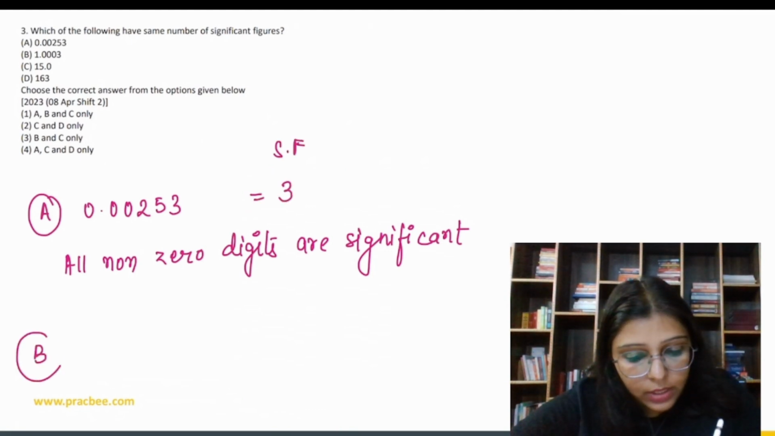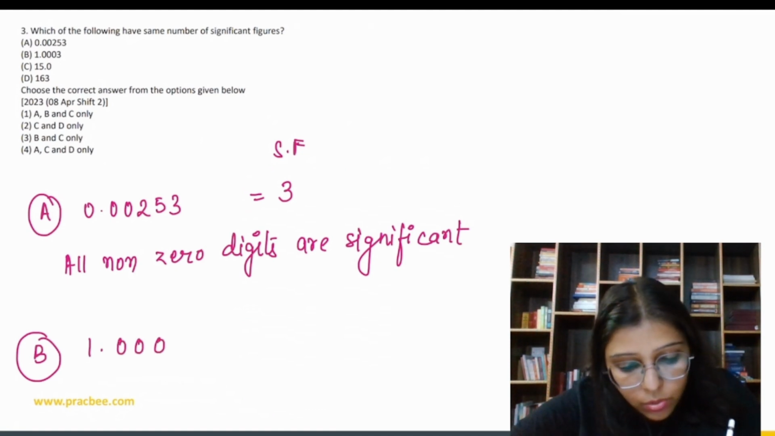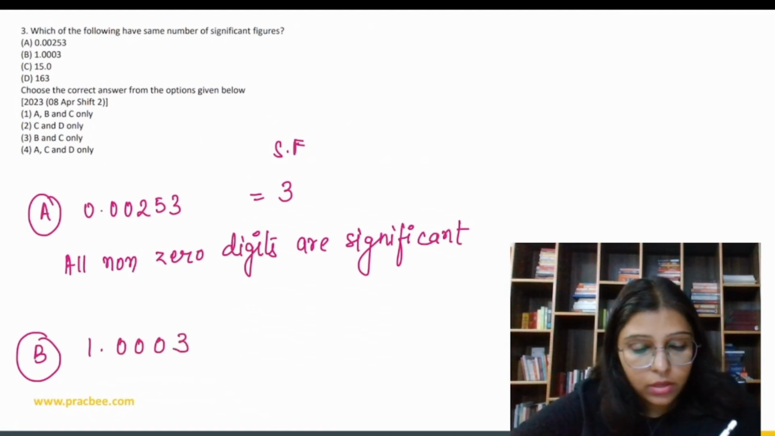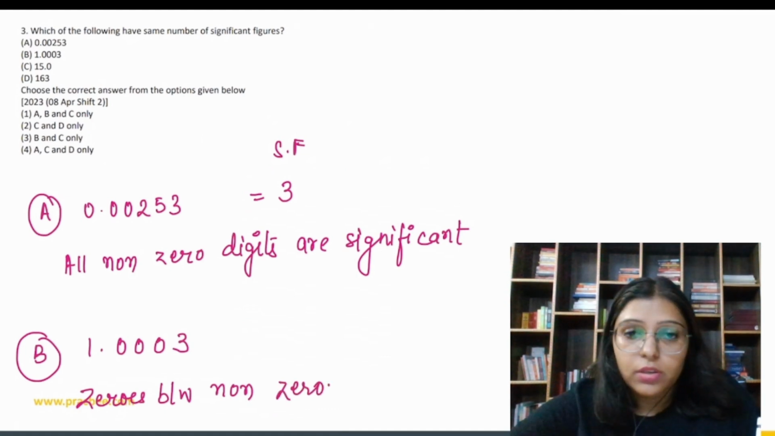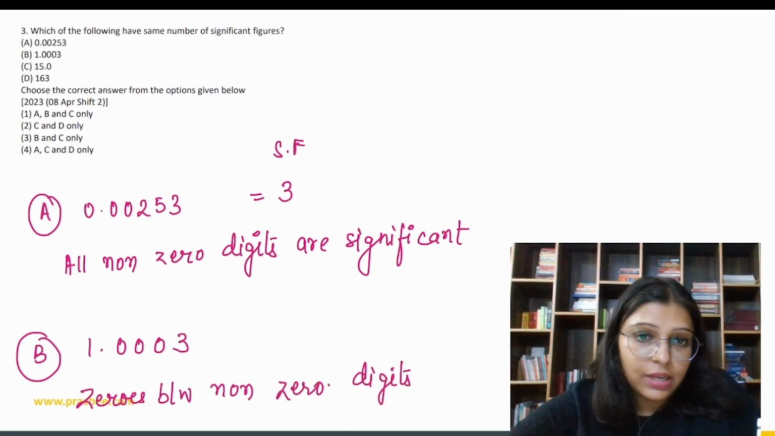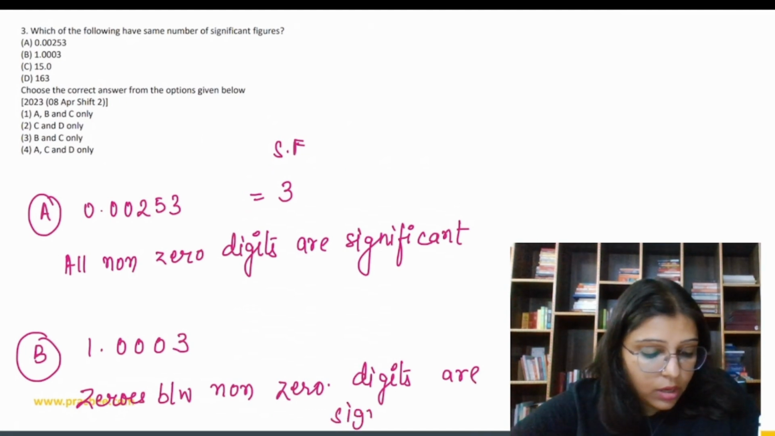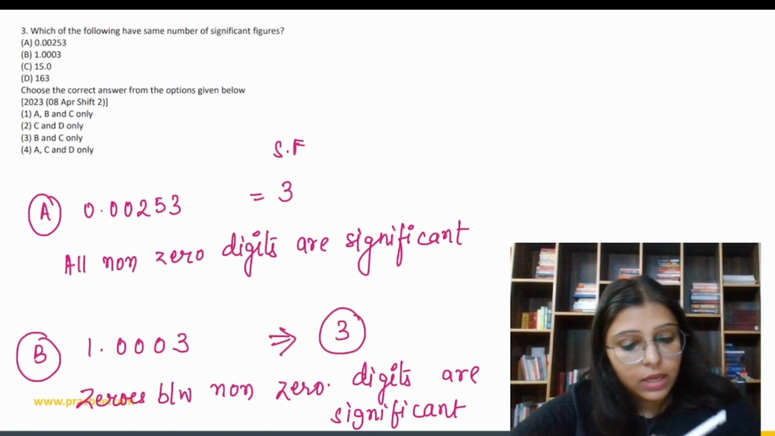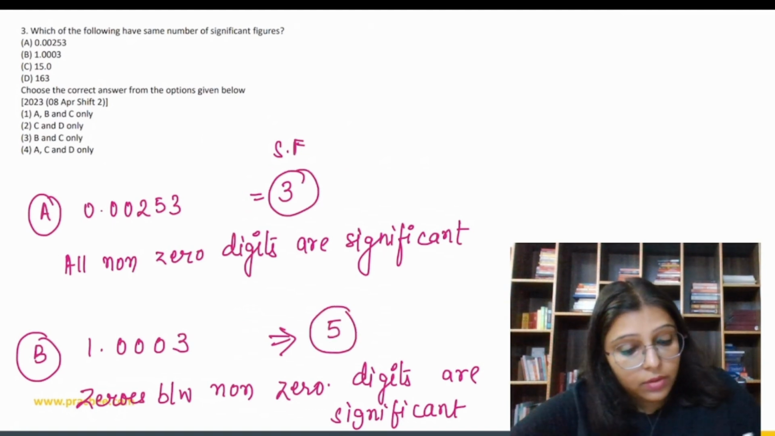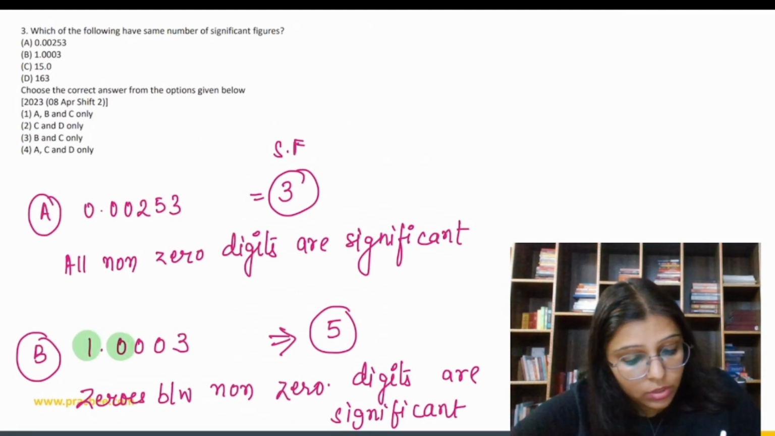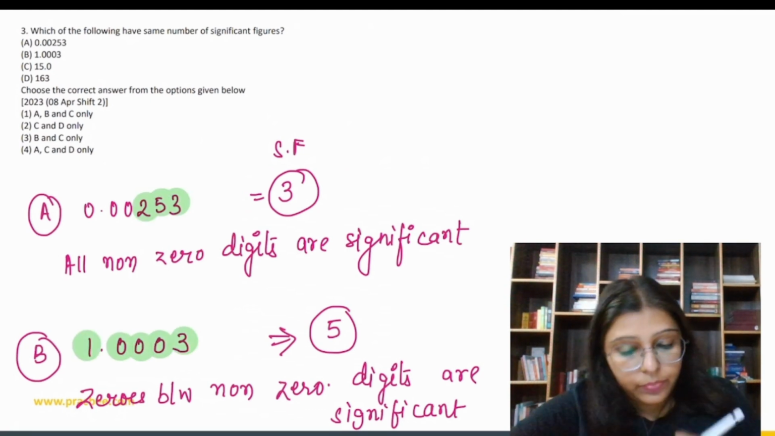Now if we see B, 1.0003, zeros between non-zero digits are significant. So here the total number of significant figures is not 3, but 5. How? 1, 2, 3, 4, 5.